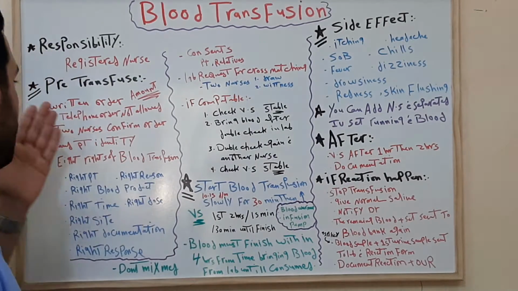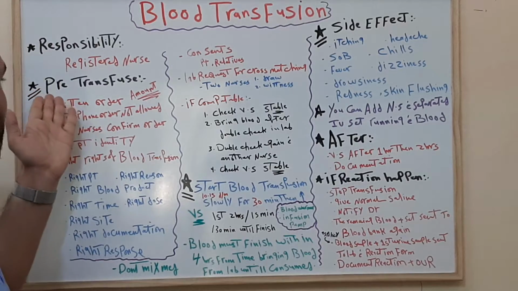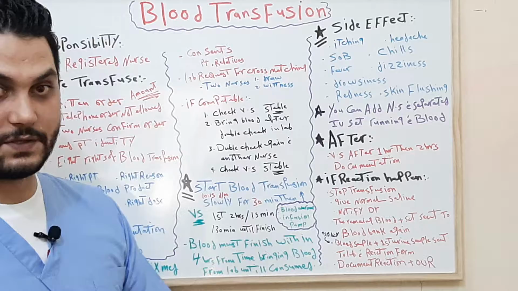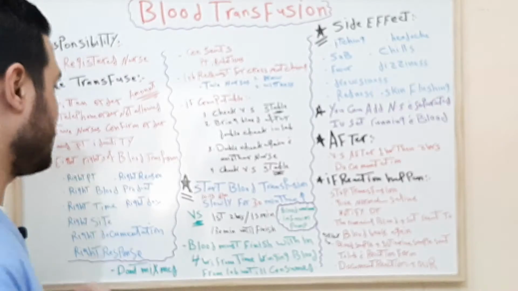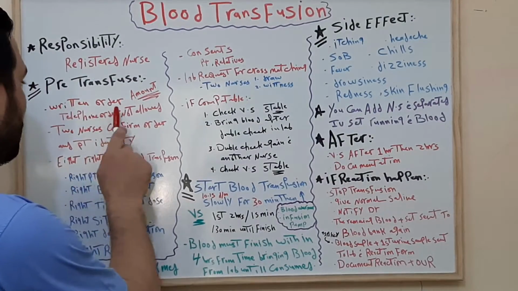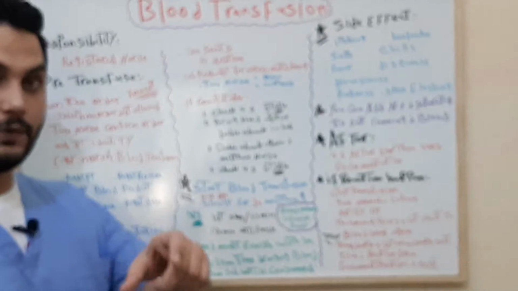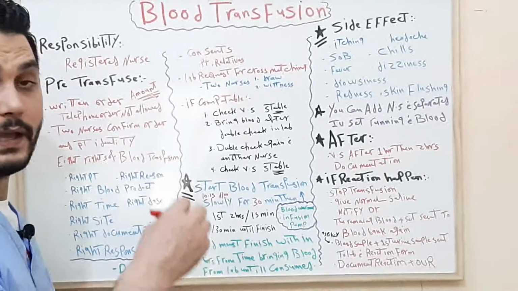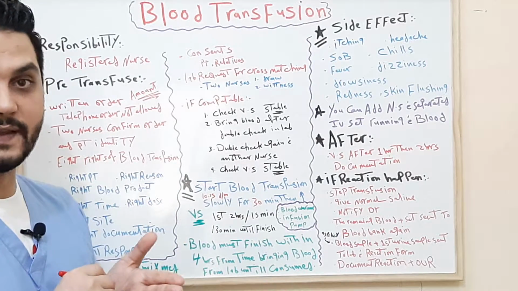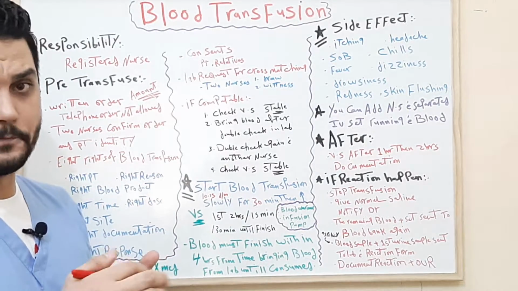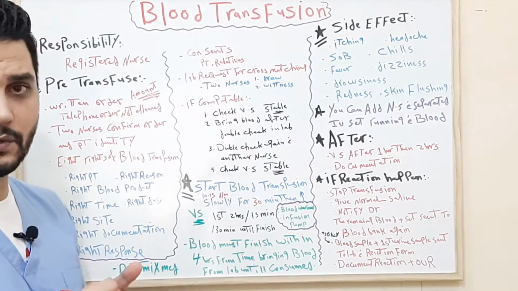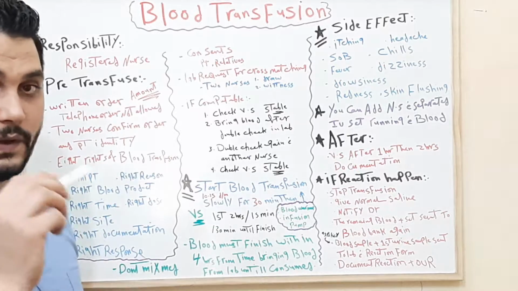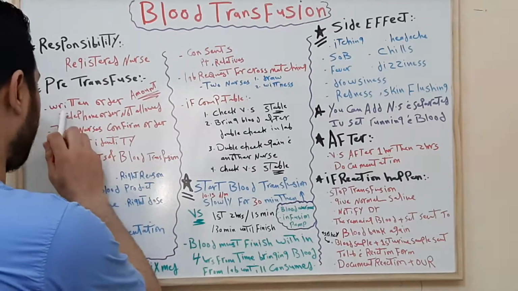Okay, there are steps. We will call it pre-transfusion. Before we start to transfuse, we must confirm all of this. The first thing is we must have a written doctor order. Our doctor, who needs to transfuse blood to the patient, needs to write his order. His order must be specific and contain everything: the amount of blood, the dose of blood, how many ml he will give, everything. So he must specify it with a written order.